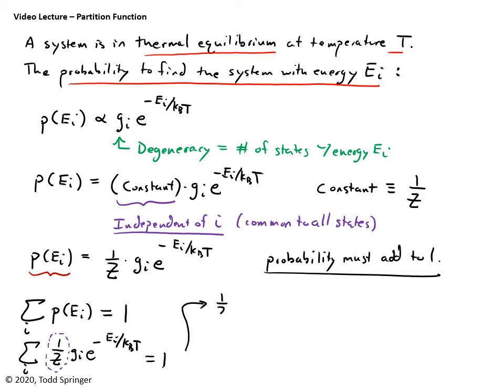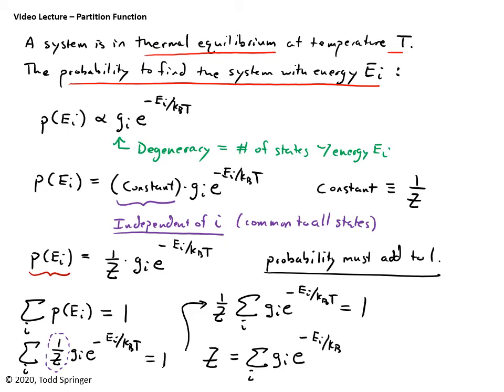So 1 over Z is equal to sum over, well, let's do it slowly. Sum over i, g_i e to the minus E_i over k_B T equals 1, which means that Z is equal to the sum over all states i, or sum over all energy levels, g_i e to the minus E_i over k_B T.